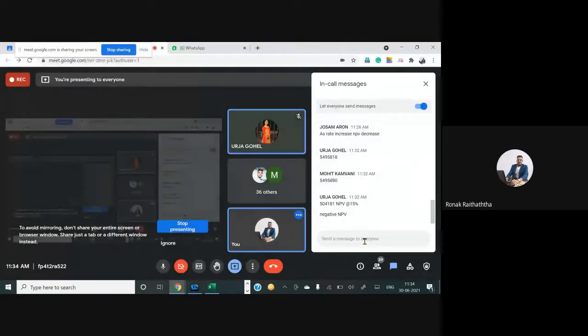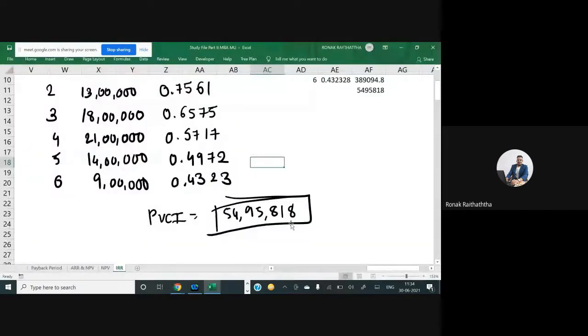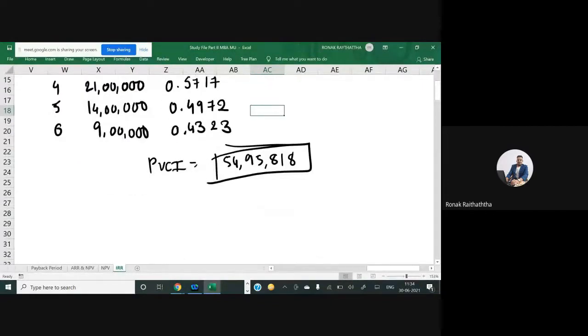Okay, 5495,880. Mr. Mohit is quite near to the right answer. Even Miss Urja is quite near to the right answer. Good. So we have got a negative NPV at rate 2.